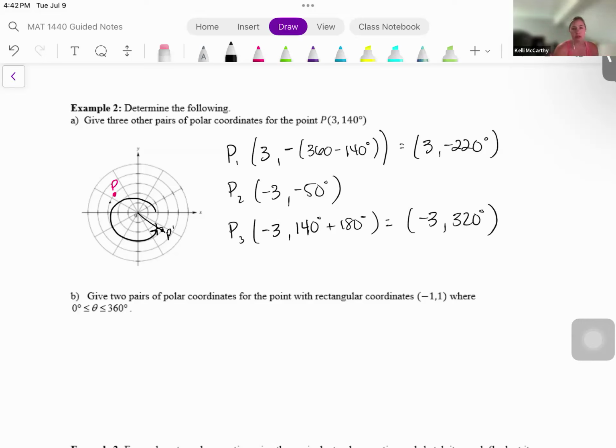So all of these, really 4 ordered pairs, including the one that was given, all land at that same point P.